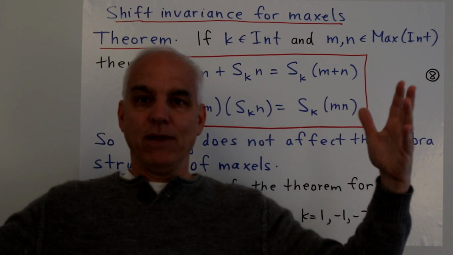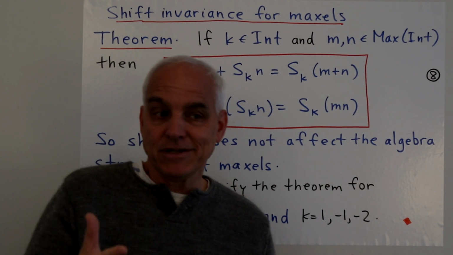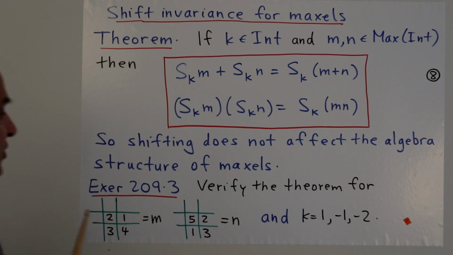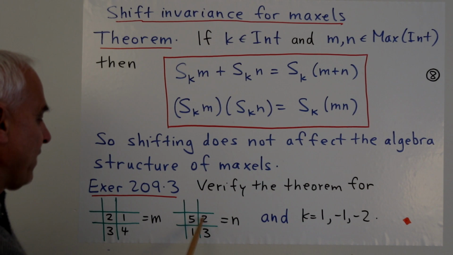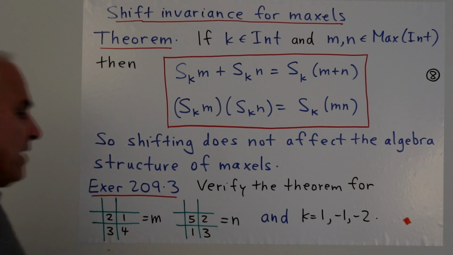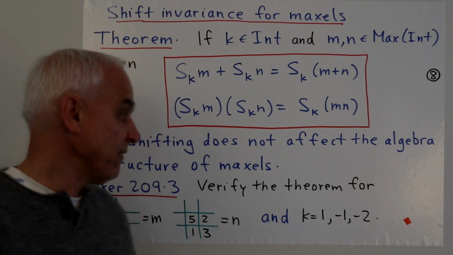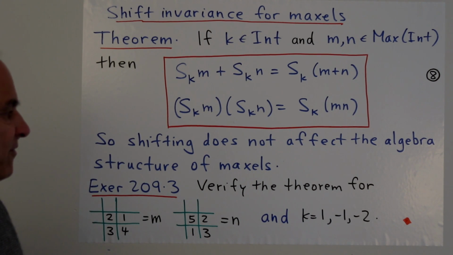We're working in the entire plane. We're not restricted by any kind of boundaries. And so the shifting is a more natural thing that's more visible to us. Here's a little exercise. You can verify the theorem for these 2 particular maxels. So they're kind of little maxels, only 2 by 2. Here's 2, 1, 3, 4, that maxel there, and the n is 5, 2, 1, 3. And you can try, say, for different values of k and just verify that the theorem works. And even better, you can sort of write out proofs of why these formulas hold.